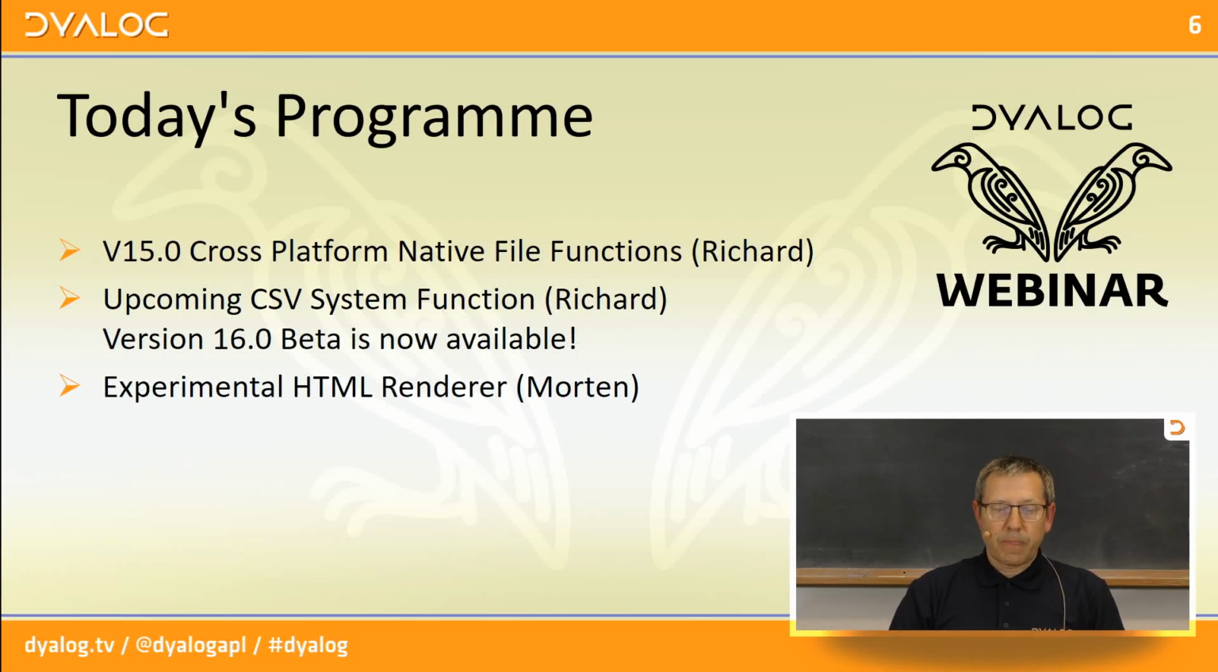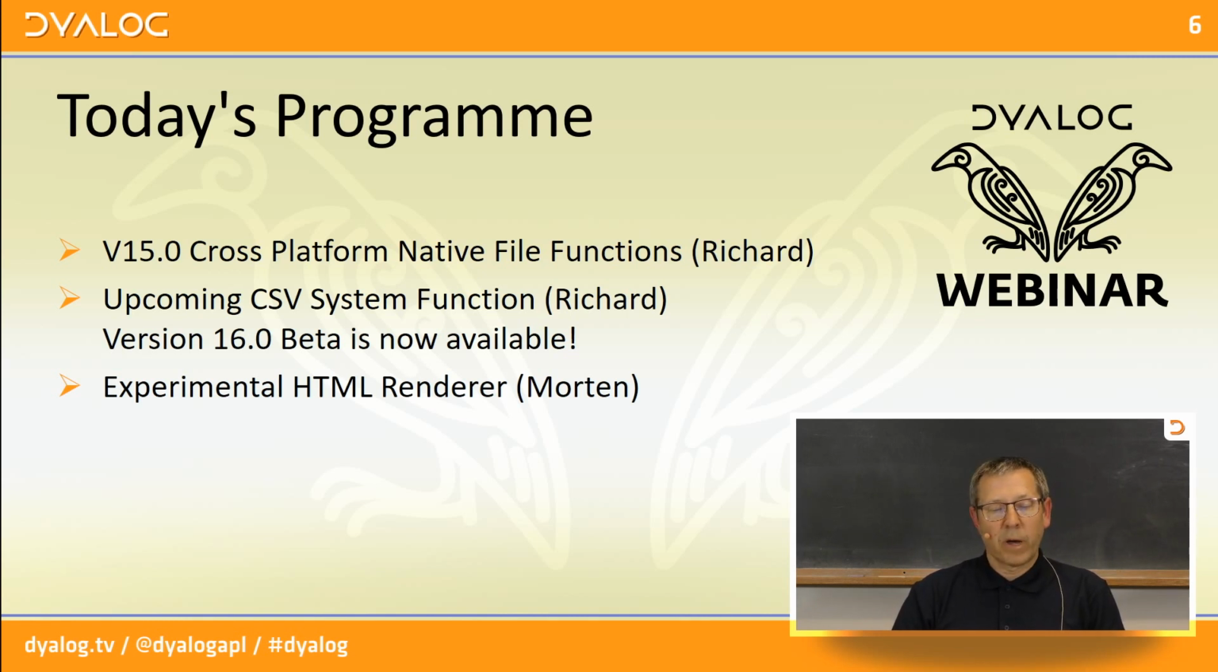In today's program, the title was Something Old, Something New, and Something Experimental. Richard's going to start talking about features that he designed and implemented in version 15, been available for a year. Cross-platform native file functions. He's also going to give you a sneak preview of a CSV system function that is in fact available now if you join the beta program for version 16.